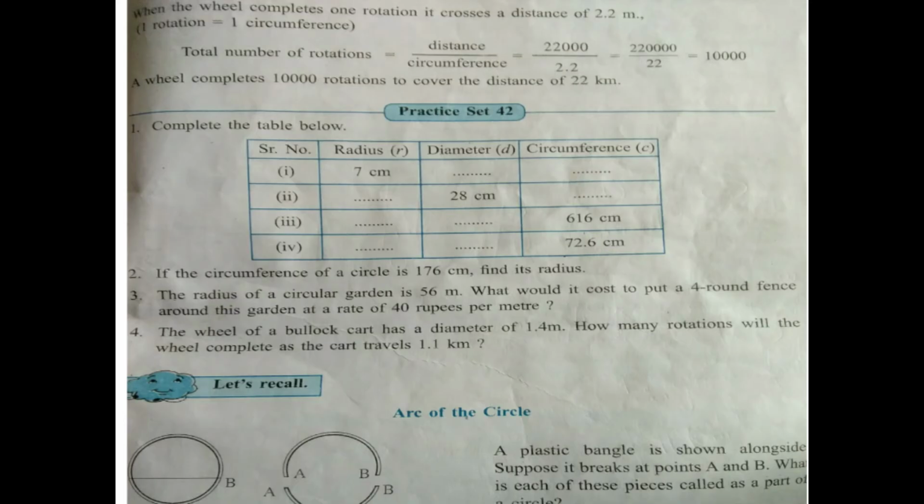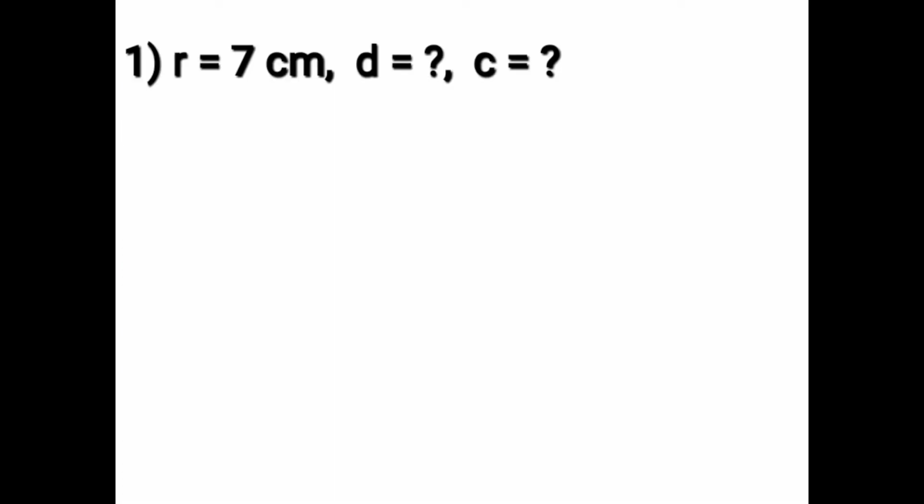Now let us begin practice set 42 on textbook page number 77. Question number first, complete the table below. First one, radius is 7 centimeter. You have to find diameter and circumference. R stands for radius, D stands for diameter and C stands for circumference. Now let us start the sums.